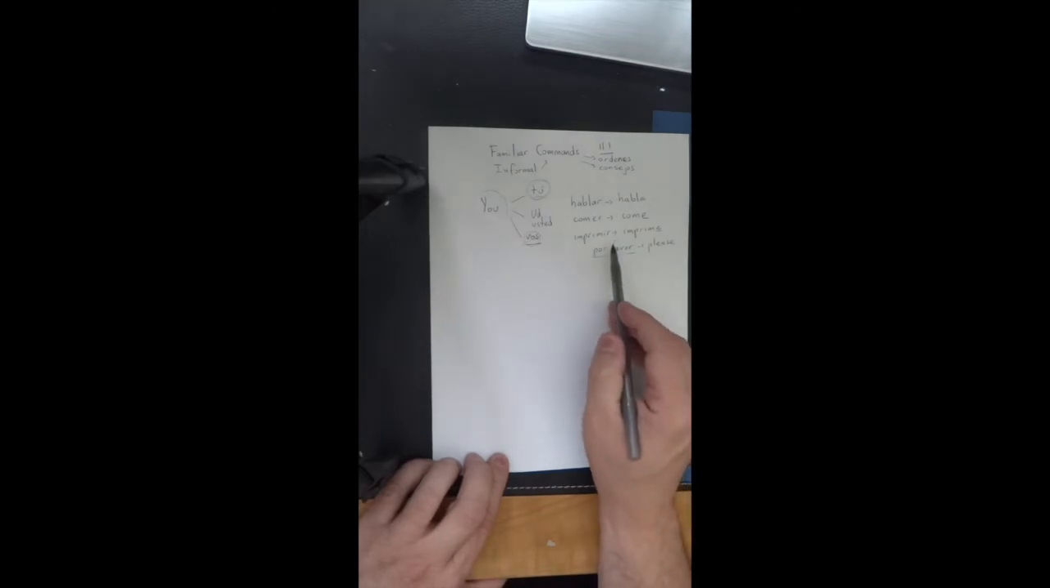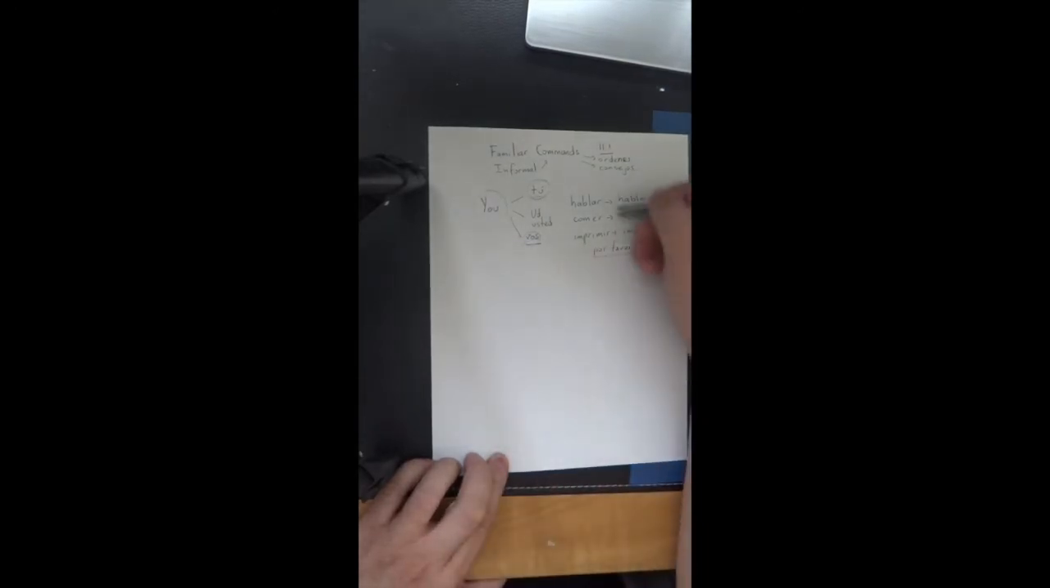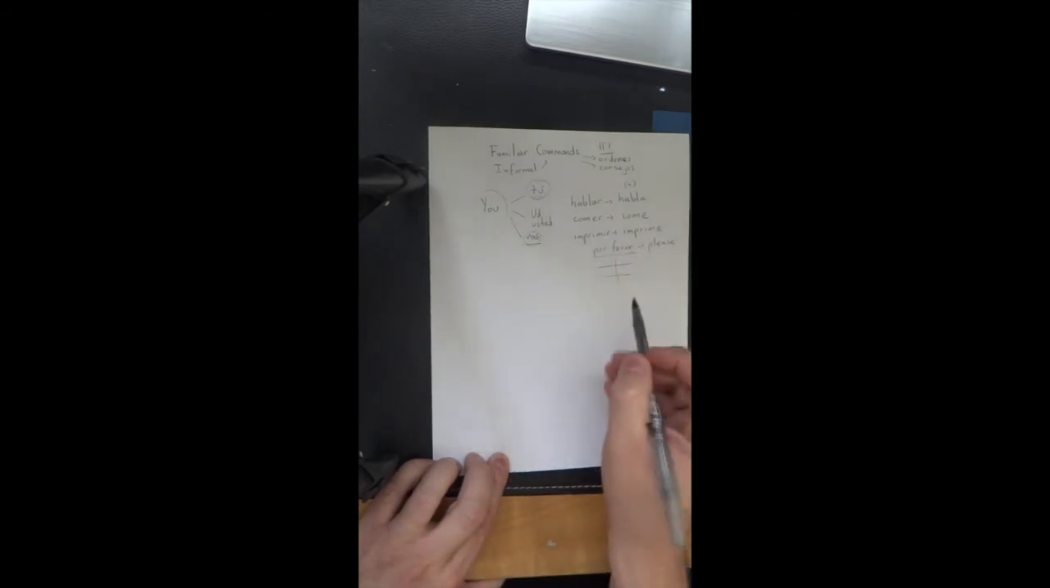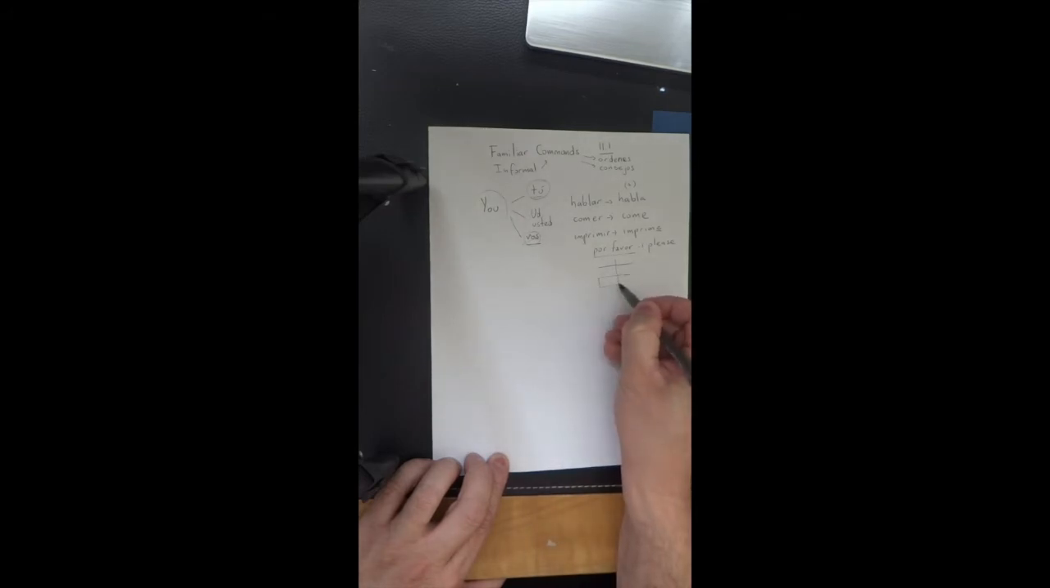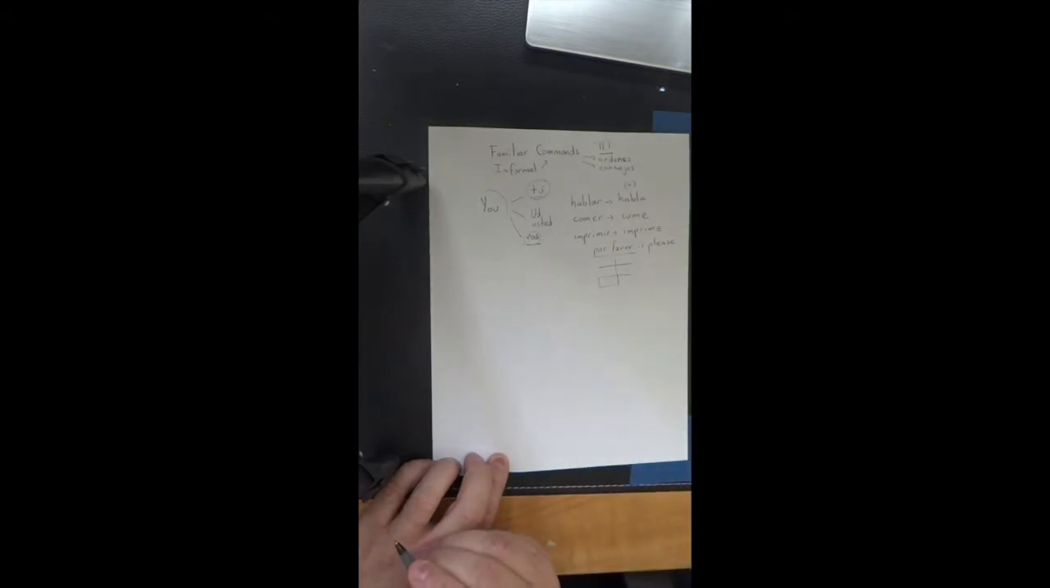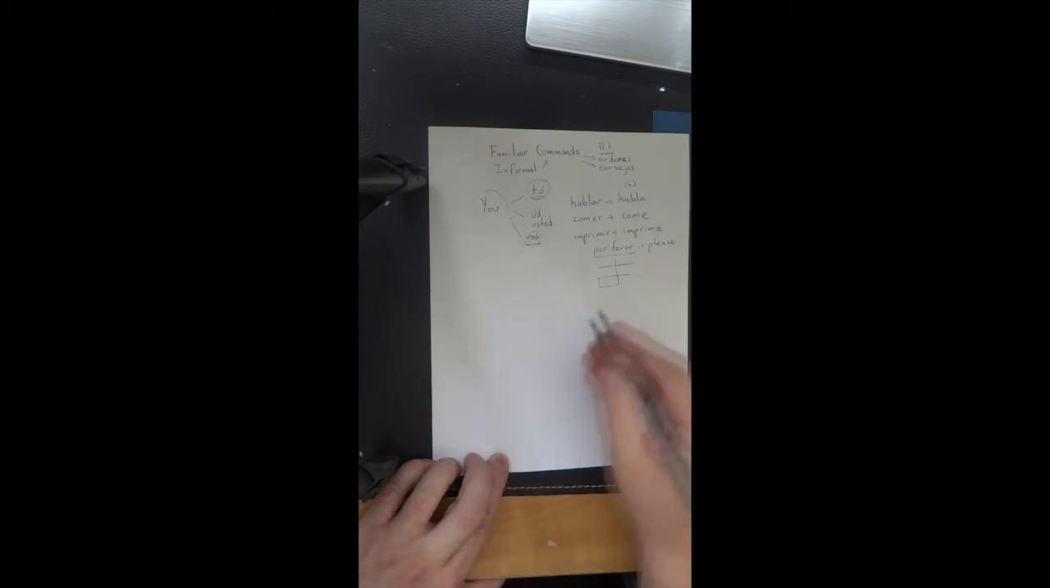So how do we form this? What is the rule to form these positive commands when the verb is regular? Well, what we do is that we take the form of the verb and we use the third person conjugation. This third conjugation, we're going to take it and use it as the command.